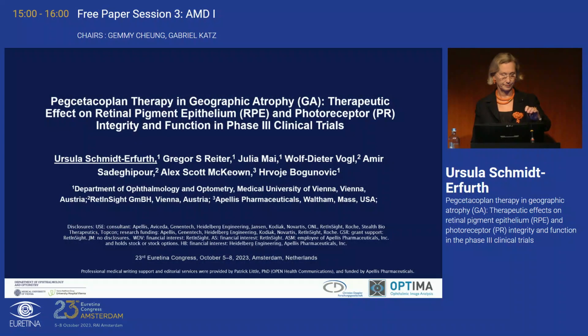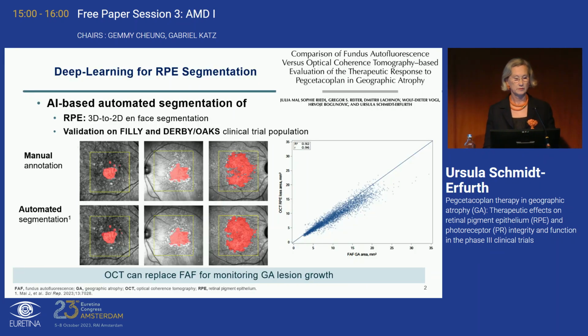Function in the phase 3 clinical trials. So today I would like to talk to you about Pegcetacoplan therapy in geographic atrophy, therapeutic effect on retinal pigment epithelium, RPE, and photoreceptors, PR, integrity and function in the phase 3 clinical trials.